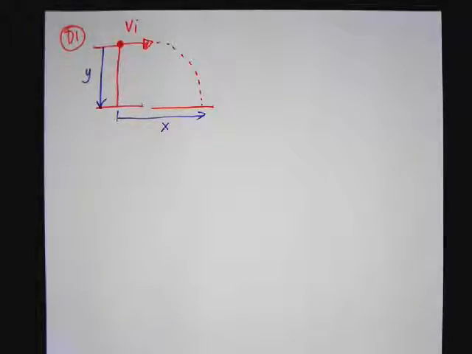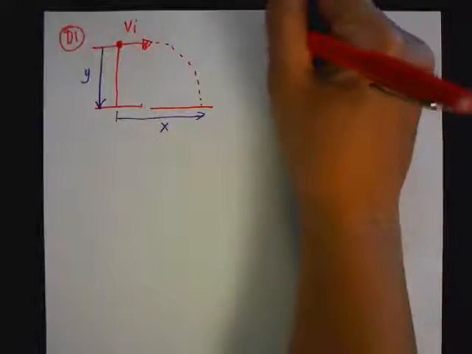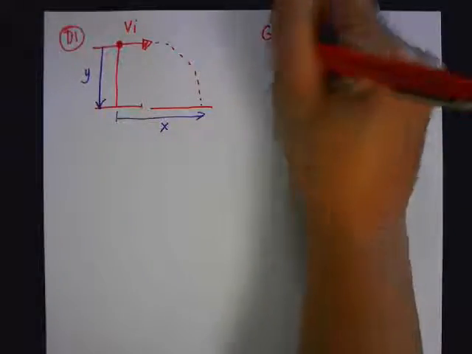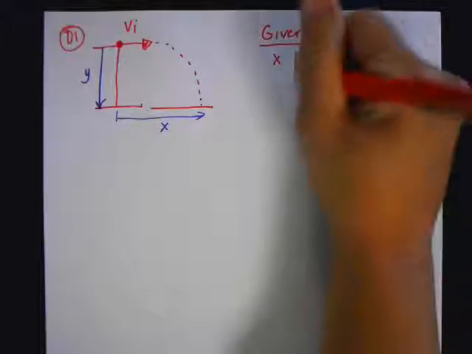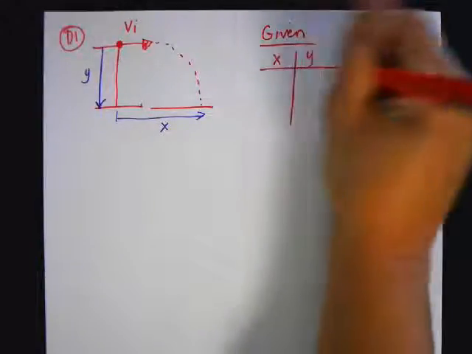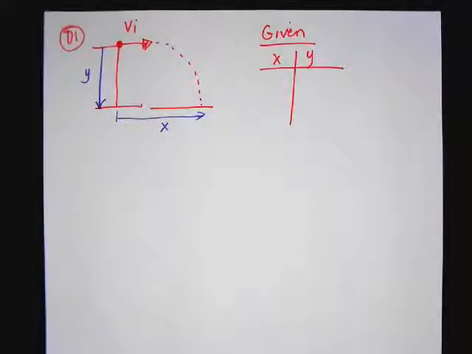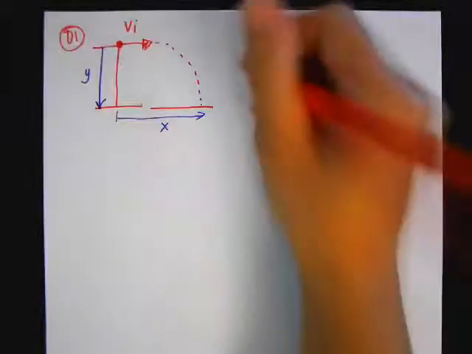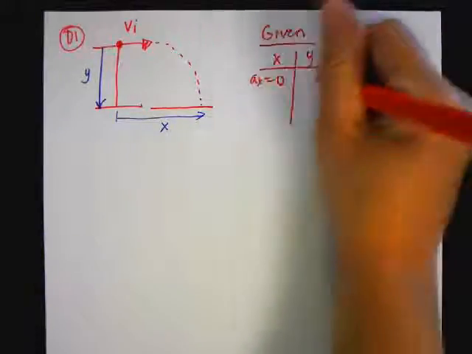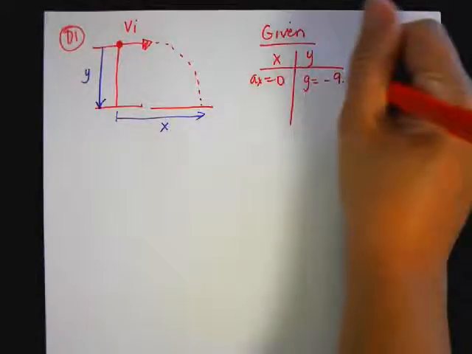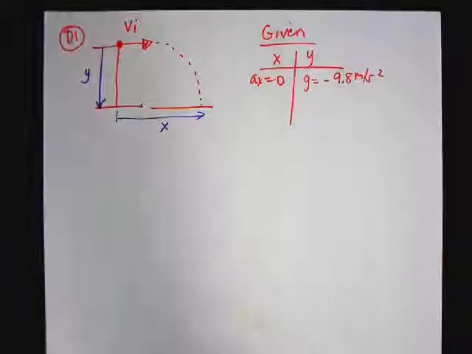So this one is a little bit different than what we did before, but we're not going to do anything different. What I'm going to do is write my given, and I'm going to have two columns, my x and my y given. The first thing I'm going to do is say that ax is 0 and g is equal to negative 9.8 meters per second squared, because in every single problem I do for any type of projectile, I'm always going to write that first for my given. I'm not going to forget that.